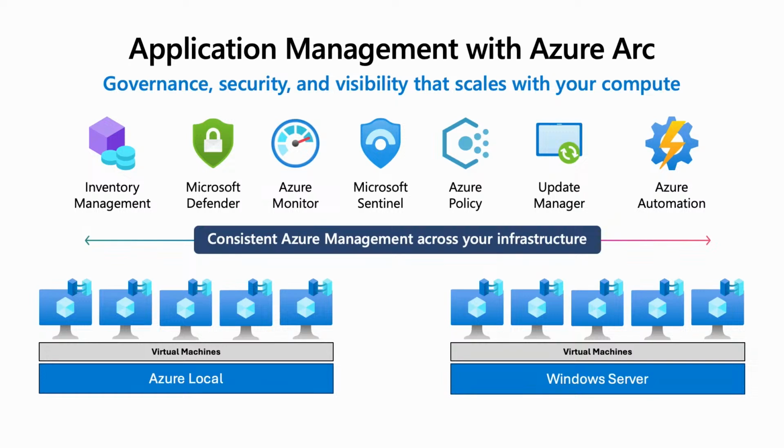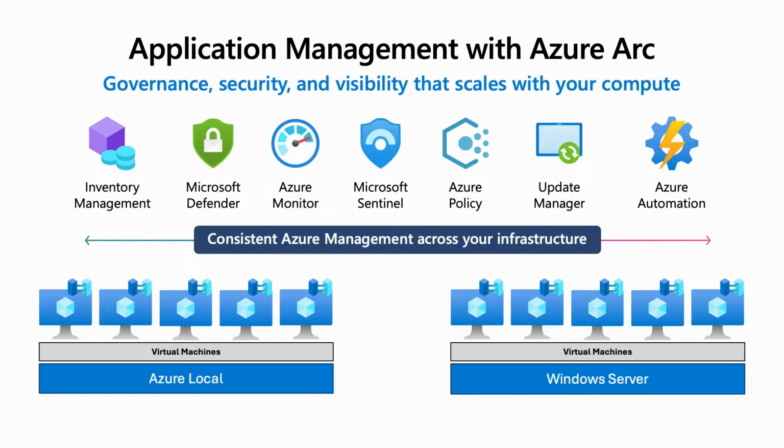Once you Arc enable a server, you can use it for inventory management. You can protect all of your endpoints with Microsoft Defender. You can monitor the health and performance of your applications with Azure Monitor. You can use Microsoft Sentinel for SIEM security. Azure Policy provides consistent governance and policy to all of your applications, again, wherever they reside. Update Manager actually delivers patches, including the new hot patching in Windows Server 2025, and Azure Automation.